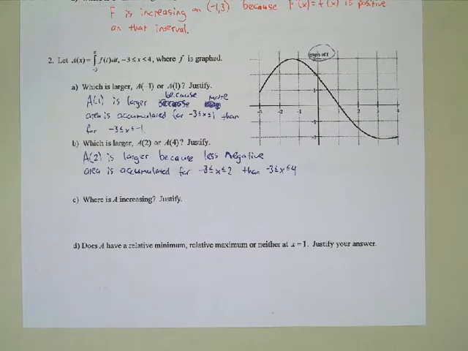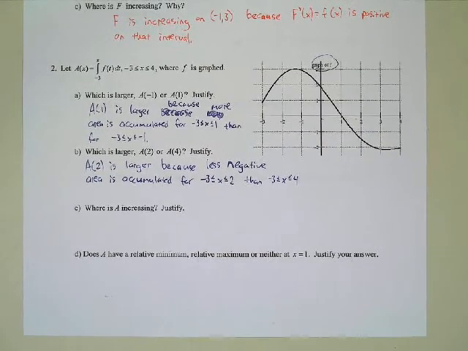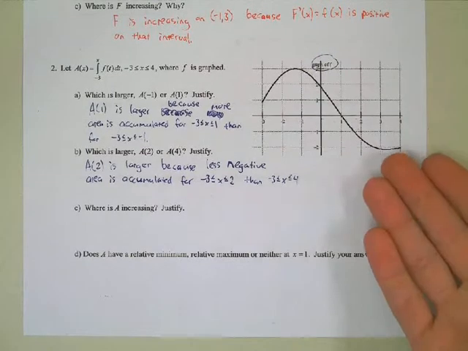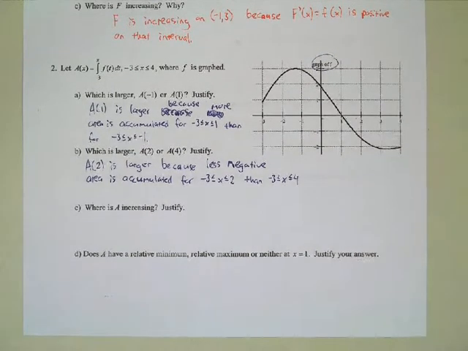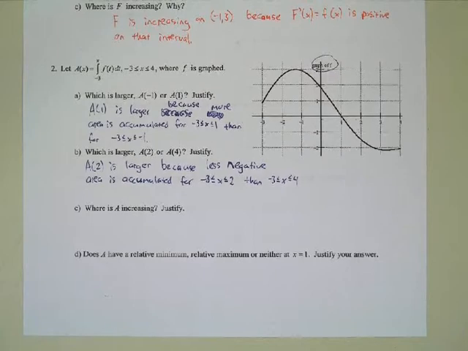All right, so letter C, where is A increasing? Justify. Okay, where is A increasing? So first of all, we have to think, when is a function increasing? One way you can determine when a function is increasing is if you have the graph of the function, you just look where it goes up from left to right. Do we have the graph of A here? No, this is not the graph of A, it's the graph of lowercase f. Okay. So Tyler, how can we use this graph of lowercase f to determine where A is increasing?